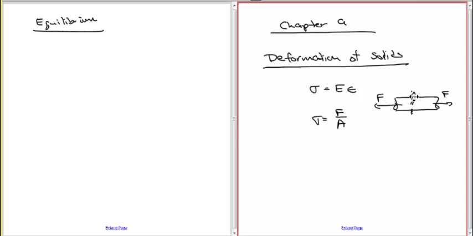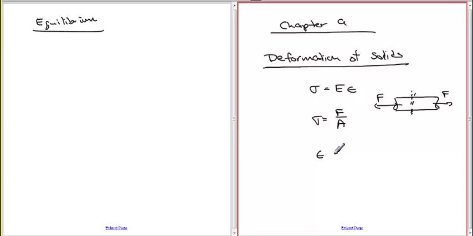You can imagine that as this area gets smaller, you're going to put more stress on the molecules and the matrix structure of the object here. So the higher this number, the more likely this rod is going to fail. So that's stress. Stress is newtons per meter squared. Force is newtons. Area is meters squared.